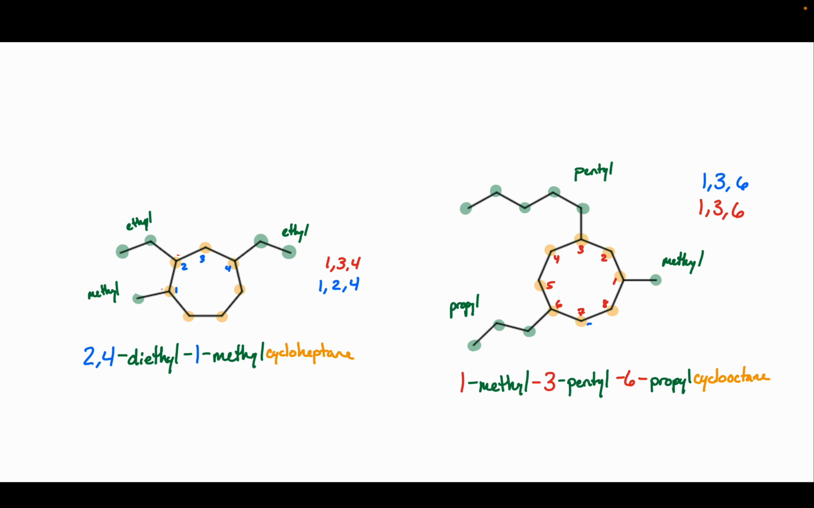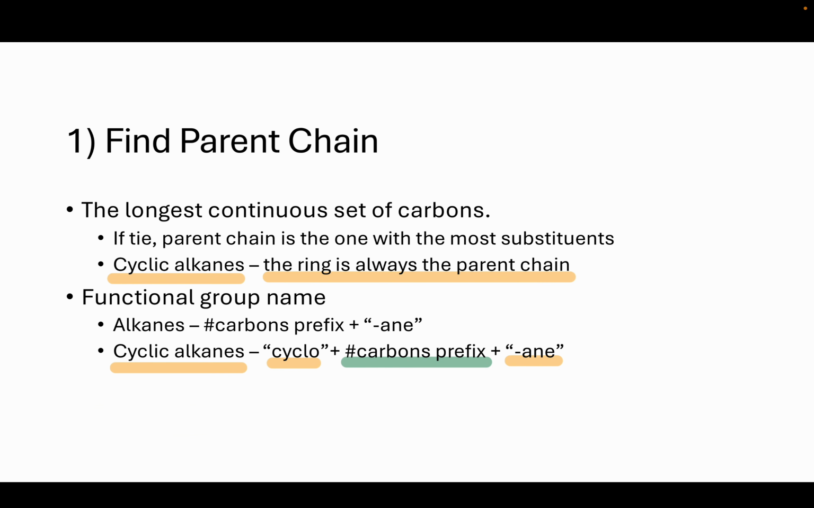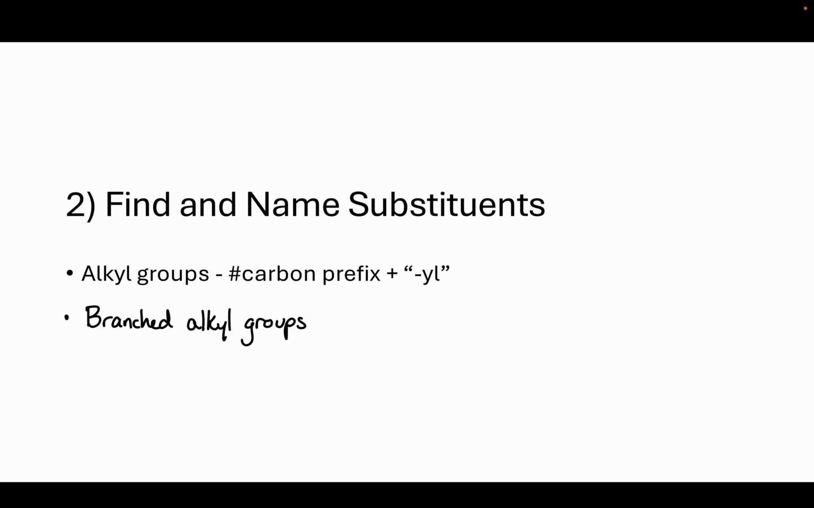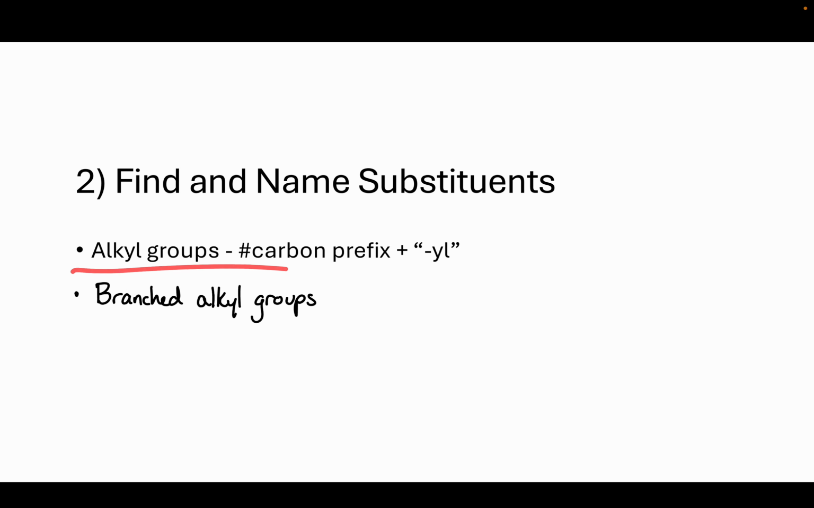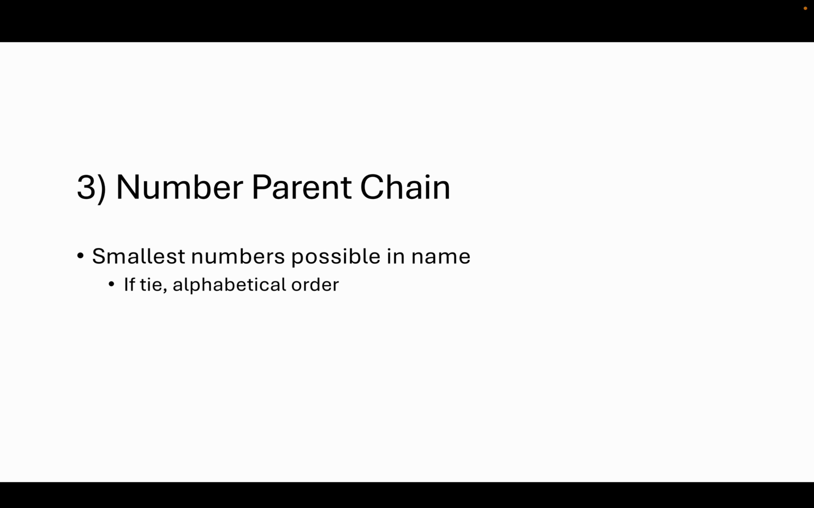Cool. So we have these new additions to our rules on our nomenclature. Most notably, our cycloalkanes. When we find our parent chain, the cyclic alkanes, the ring is always going to be the parent chain. And to name those cyclic alkanes, we keep that same ane suffix, but we stick this cyclo prefix on the beginning. Nothing new about how we find or name our substituents. We still have our alkyl groups and our branched alkyl groups. When we number our parent chain, again, nothing new. We want the smallest possible number in the name. And should there be a tie, we're going to put them in alphabetical order.